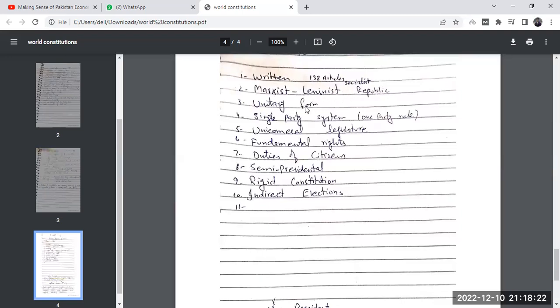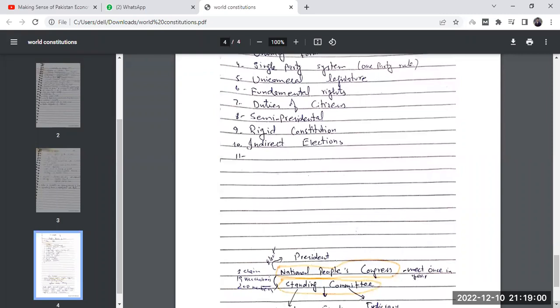And unitary form of government means a centralized form of government, only one government, and no other parallel governments. Single party system, only one party rules, and there are multiple factions under the umbrella of this party. So this is one party rule, unicameral legislature, only one house, and fundamental rights are given in the constitution, and duties of the citizens, as in the Russian constitution, there are also duties of the citizens in the Chinese constitution. And this is a presidential system. In fact, in practice it is a purely presidential system, but in the constitution it is a semi-presidential system and a rigid constitution. It's very difficult to amend the constitution, and there are indirect elections for the president.